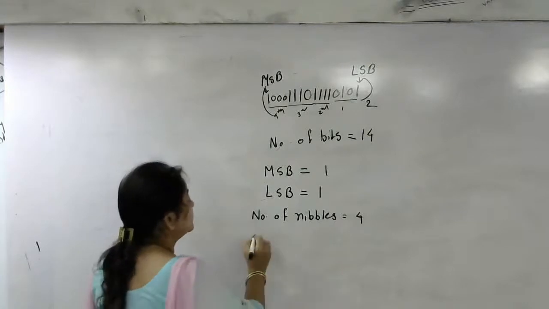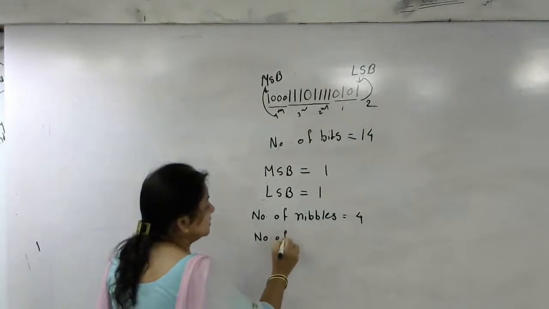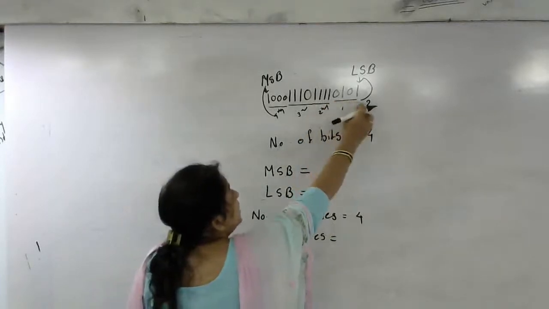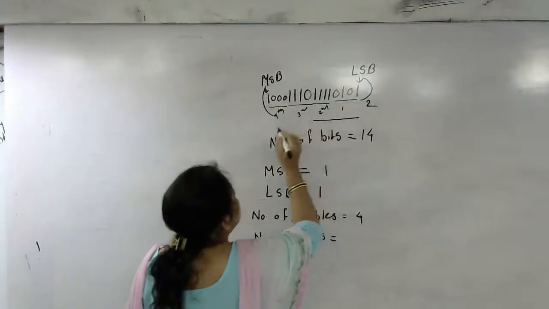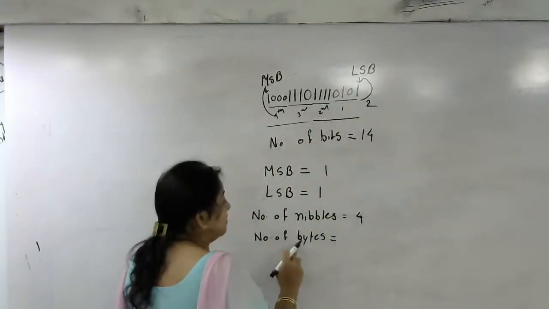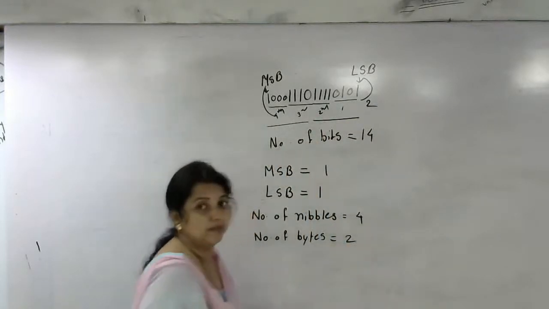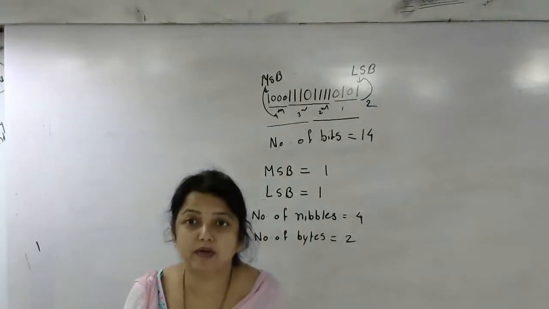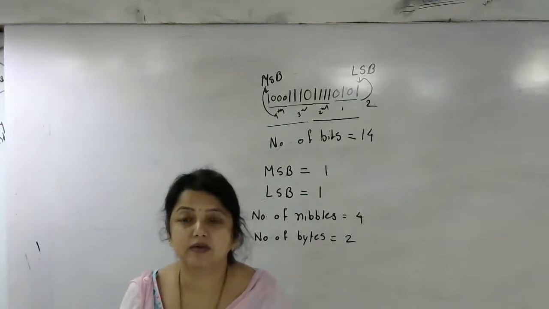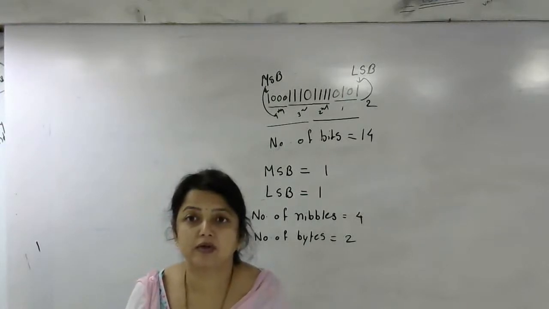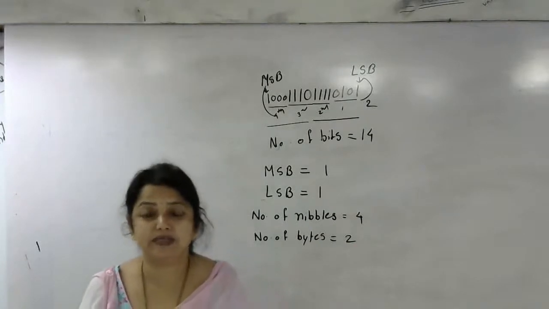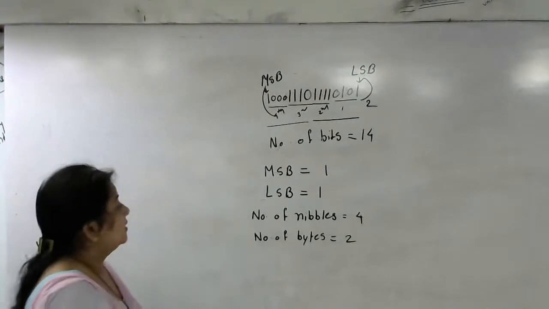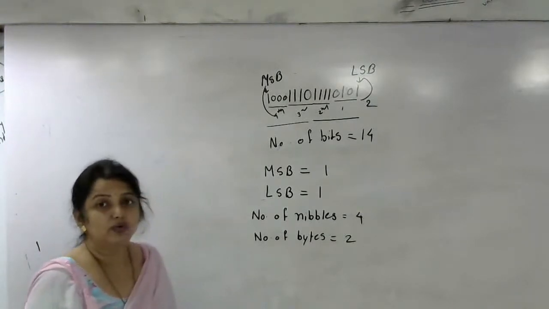And how many bytes? Number of bytes is equal to, a group of 8 bits is termed as a byte. This is the first byte, this is the second byte. So number of bytes equal to 2. Okay, number of bytes is equal to 2.